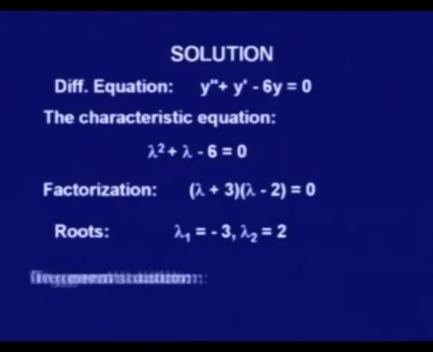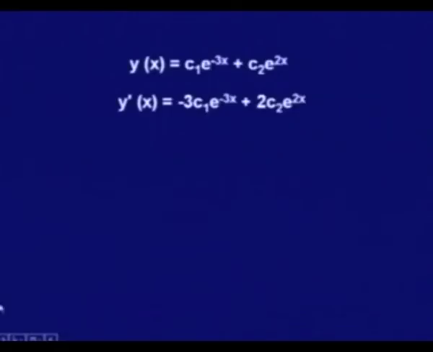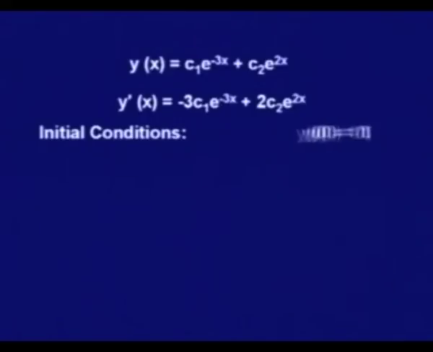So, the general solution would be c1 e to the power minus 3x plus c2 e to the power 2x. Now, for the initial value problem, the particular solution: the general solution is c1 e to the power minus 3x plus c2 e to the power 2x. This gives y dash as minus 3 c1 e to the power minus 3x plus 2 c2 e to the power 2x. The initial condition is y at 0 is 10 and y dash at 0 is 0.